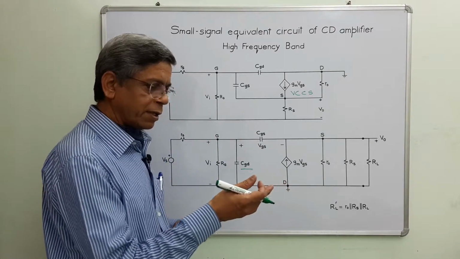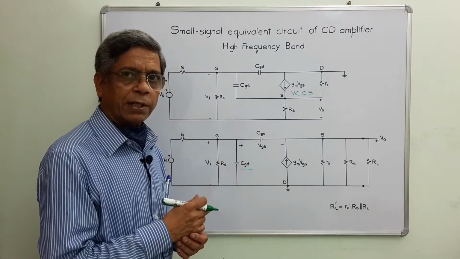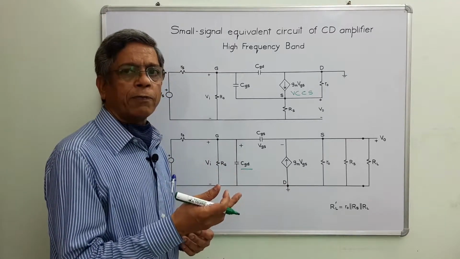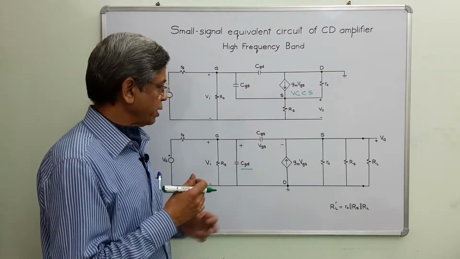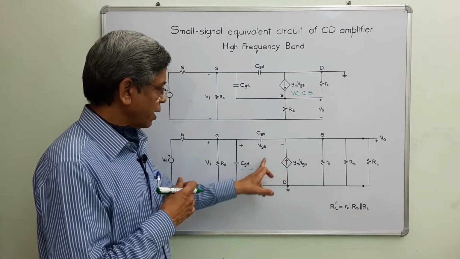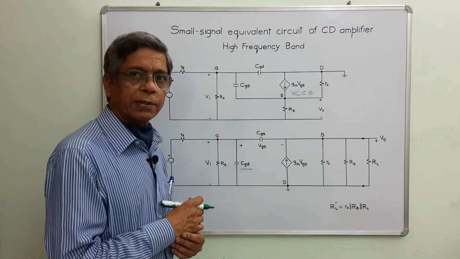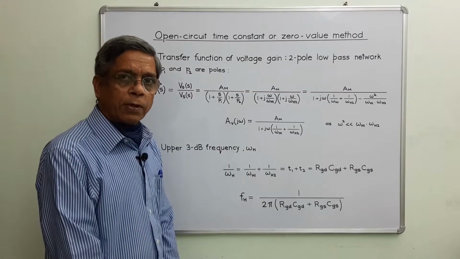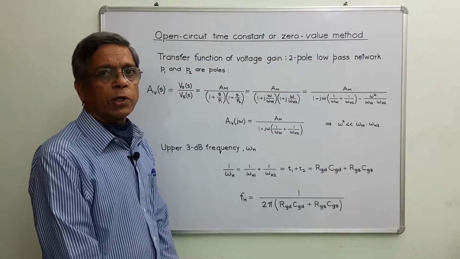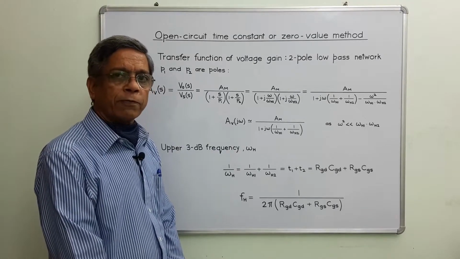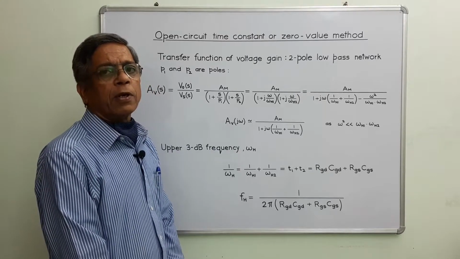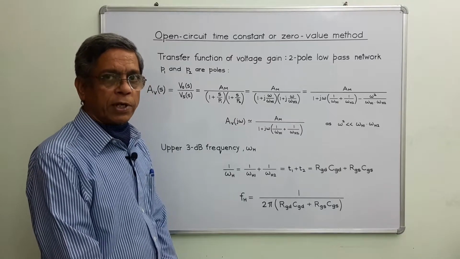On the next page, I will explain mathematically how to derive the expression for the upper 3 dB frequency by using the time constant for this and the time constant for this capacitor. This is all about the open circuit time constant, or zero value method, for the determination of the upper 3 dB frequency for the common drain amplifier at high frequency range.